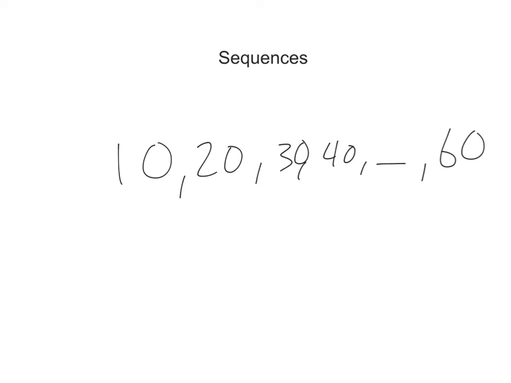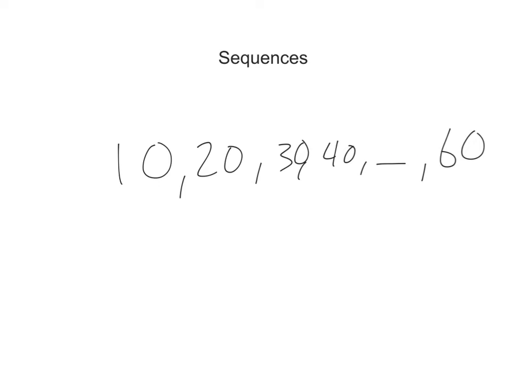The first terminology piece, the new vocabulary that we used, was called sequences. Sequences are just lists of numbers, like this one down here: 10, 20, 30, 40, and then blank, and then 60. What we want to find out is what the rule is each time. Each time we move from one number to the next, as we go from left to right, what's happening? Are we adding something? Are we subtracting something?